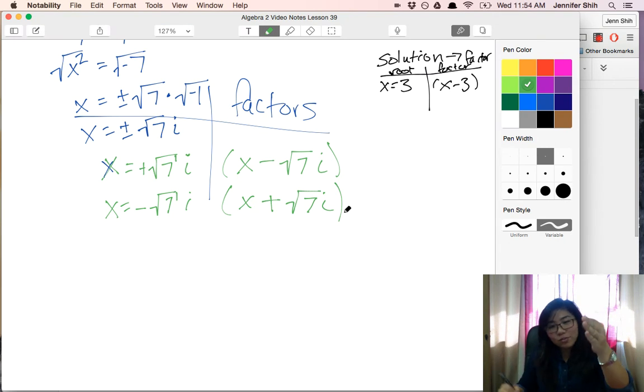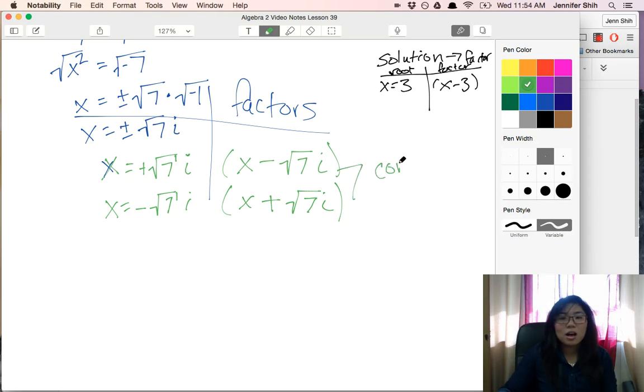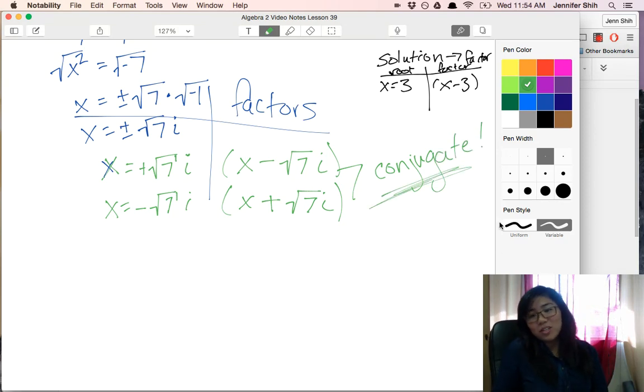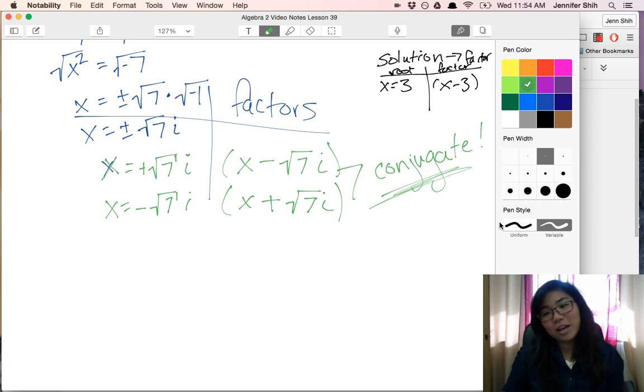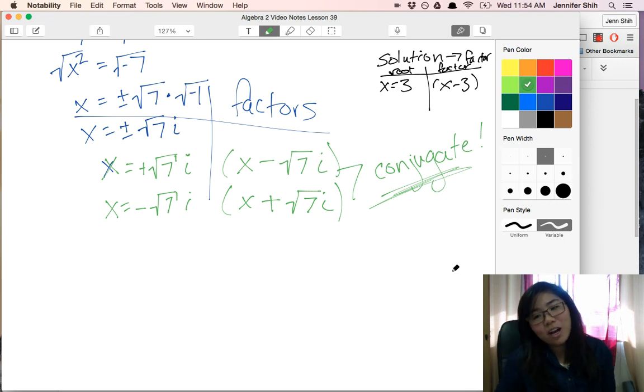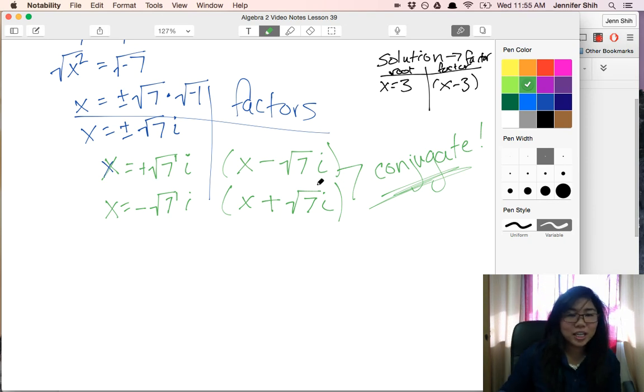We have a positive version and we have a negative version. If you just looked at the radicals without the i, maybe you'd be able to tell me that this is the conjugate. It's coming back. It's like we're using it. And we learned it, and now we're using it and applying it to another concept, which is exactly what we're going for. So this is a conjugate. This is going to help us.